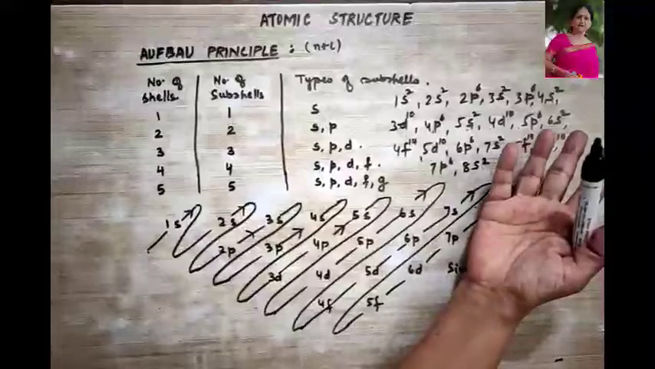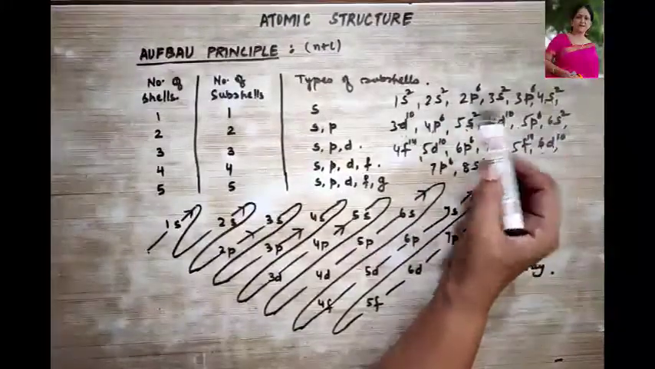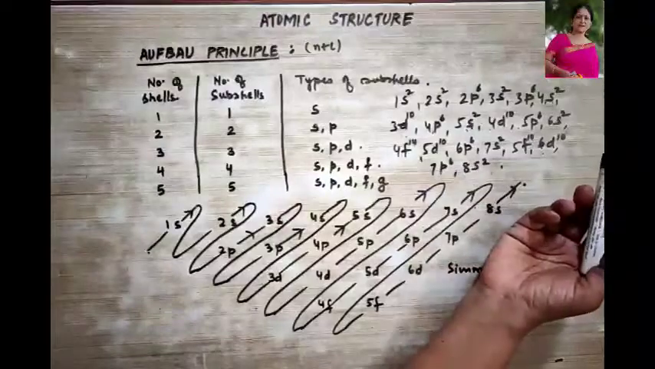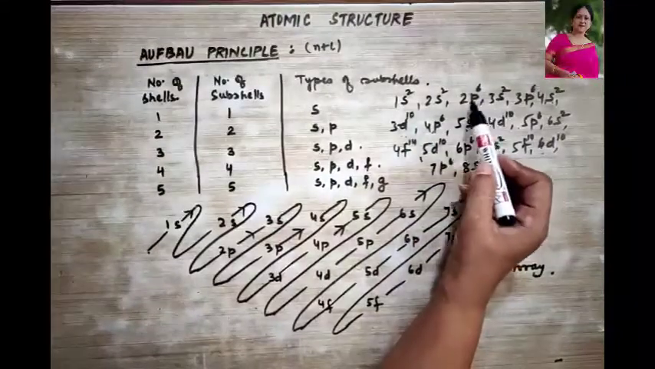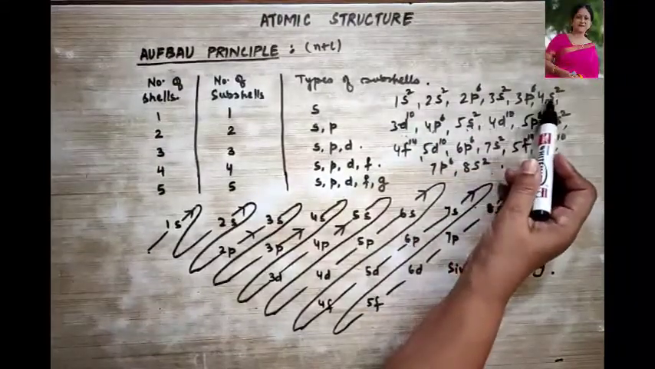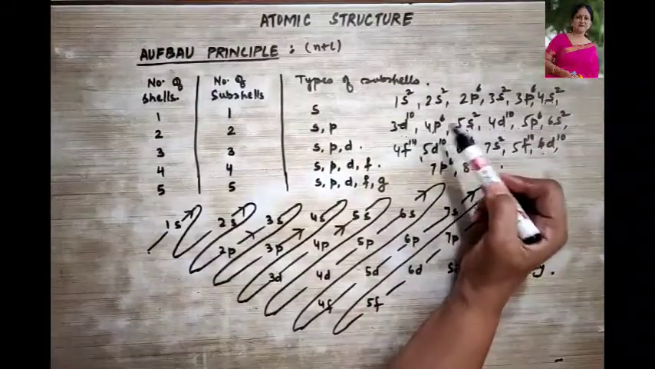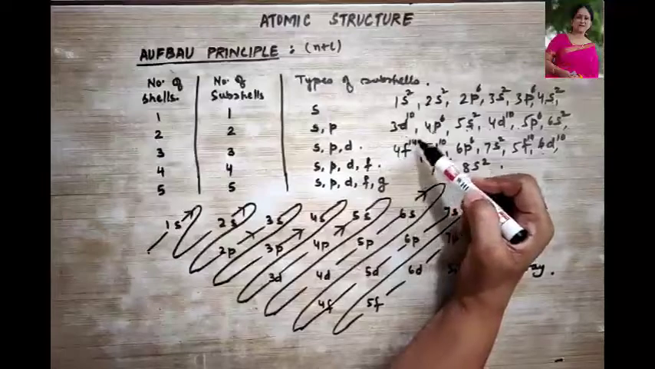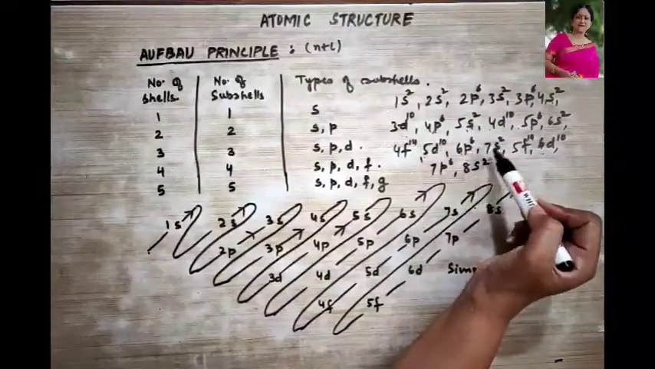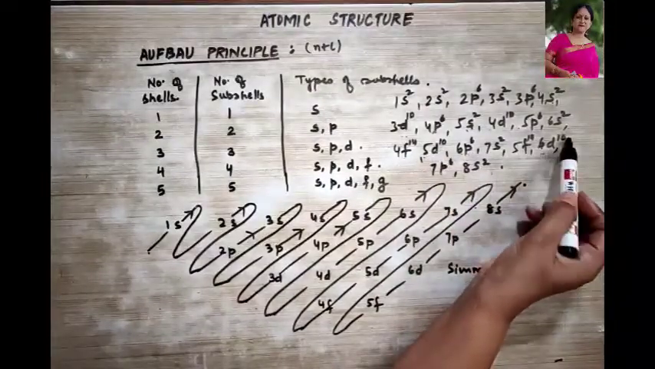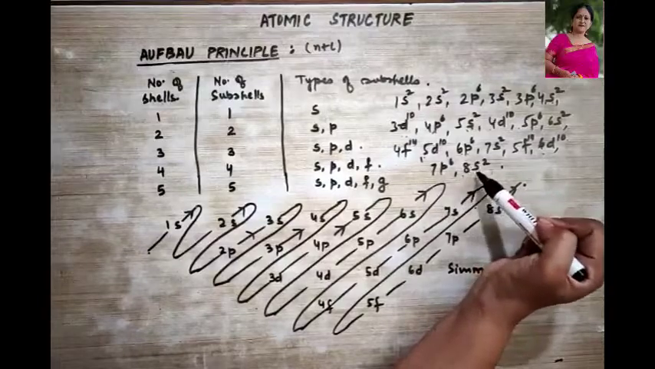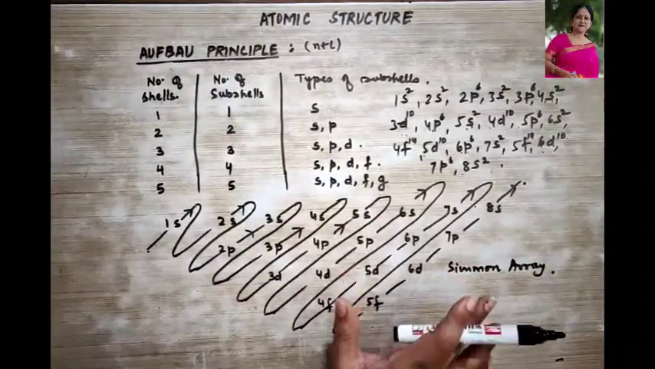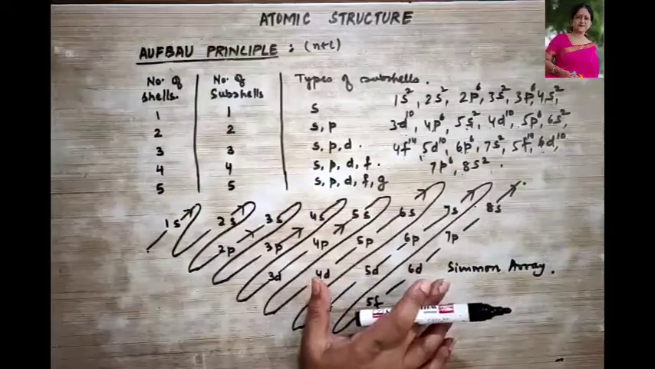You know the number of maximum electrons present in each subshell, so you just have to fill it up. Now when you learn this, it goes very easy. 1s2, 2s2, 2p6, 3s2, 3p6, 4s2, 3d10, 4p6, 5s2, 4d10, 5p6, 6s2, 4f14, 5d10, 6p6, 7s2, 5f14, 6d10, 7p6, 8s2. So this was all about your Aufbau's principle.